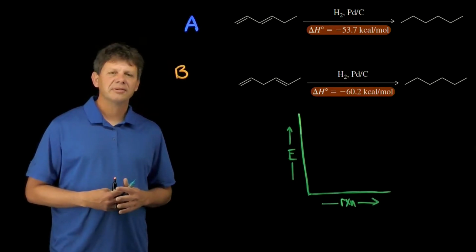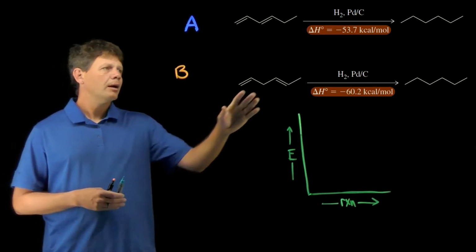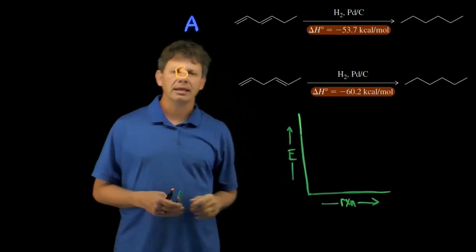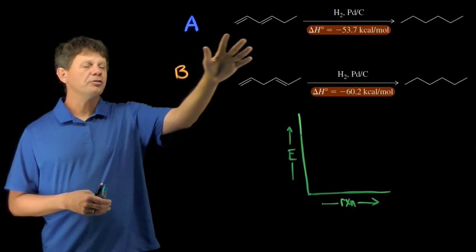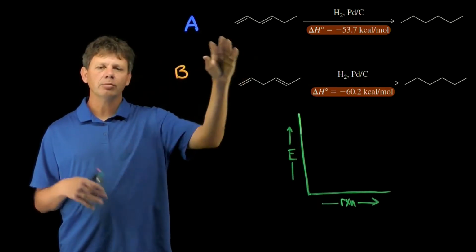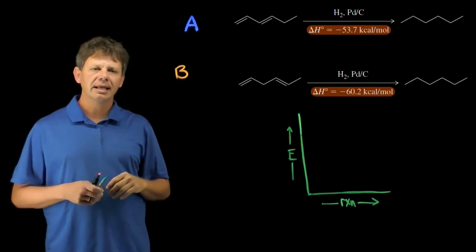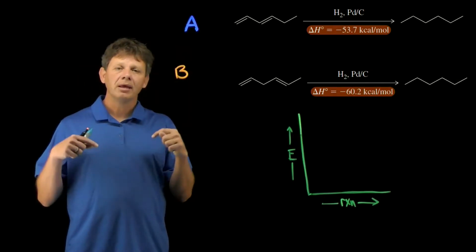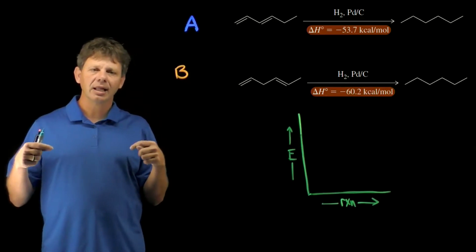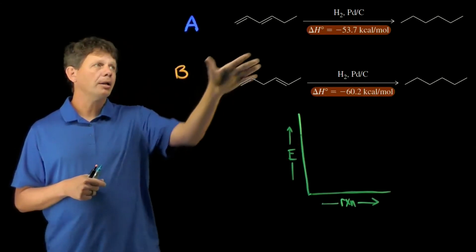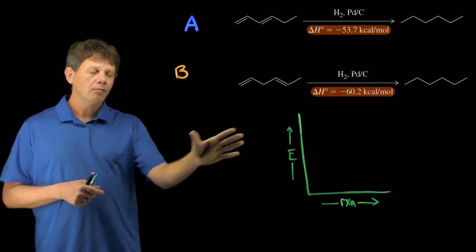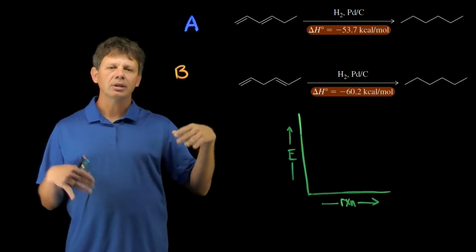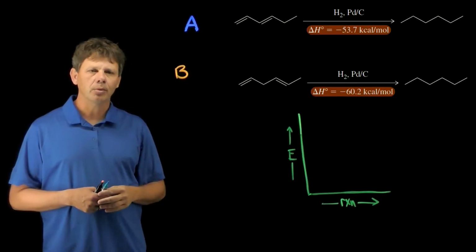This assessment asks us to tell which is more stable of a diene based on the different heats of hydrogenation. So this 1,3-diene up here, which we've labeled A, our conjugated alkene, has a delta H of negative 53.7. So 53.7 kilocalories per mole are released upon hydrogenating it. Our 1,4-diene, the so-called non-conjugated, releases negative 60.2.